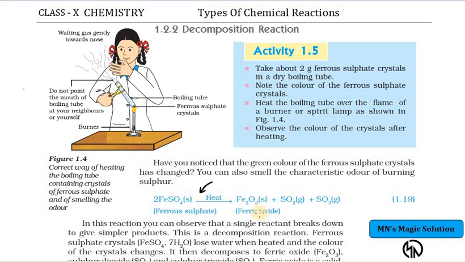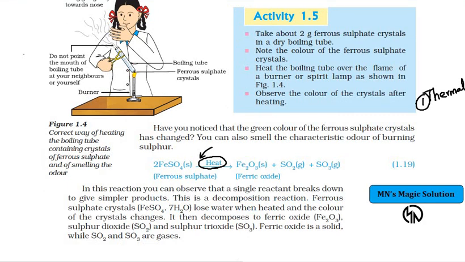Now we are going to see 3 types of decomposition. Now we are applying heat to it. When we apply heat, it is called thermal decomposition. This is the first type. The first type is thermal decomposition.